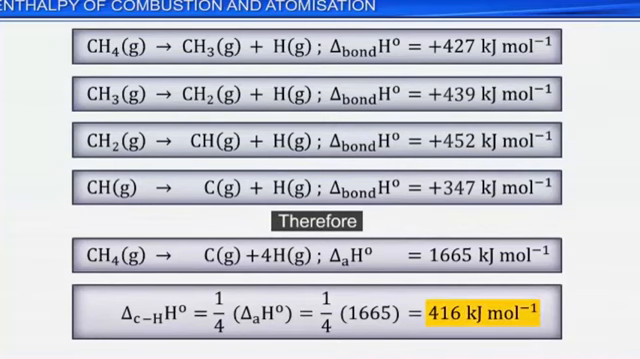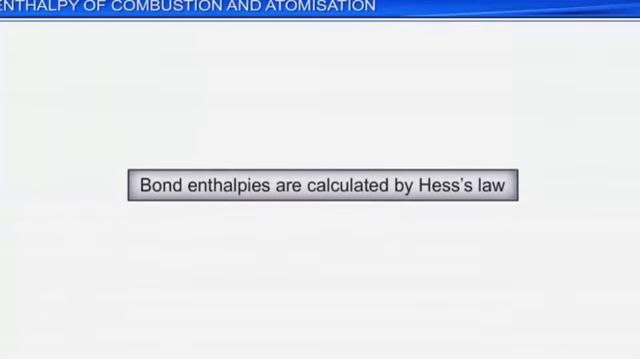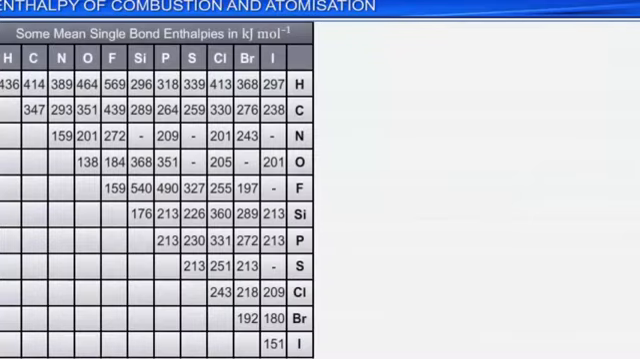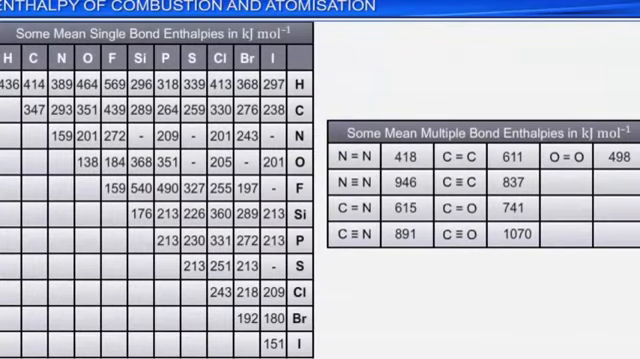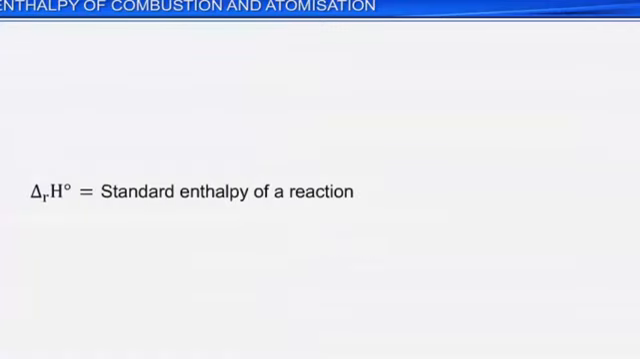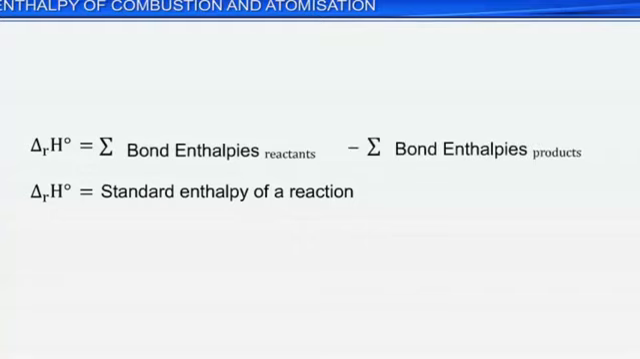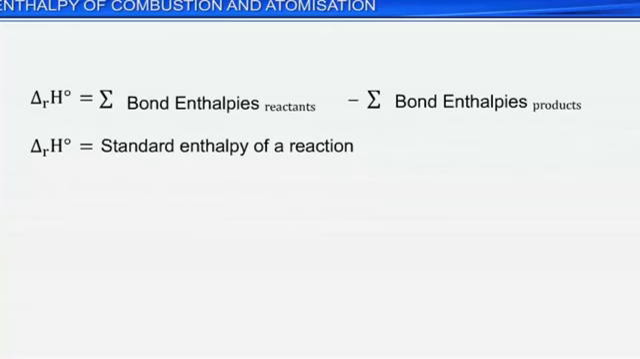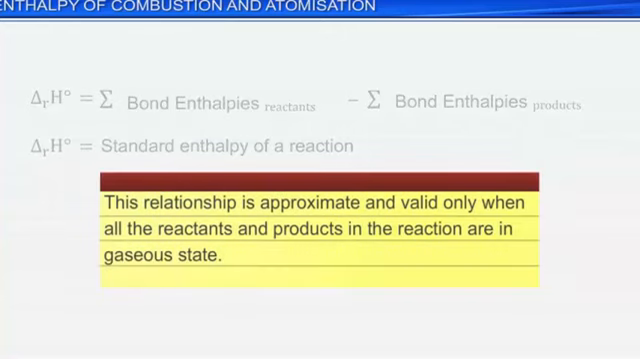Bond enthalpies can be calculated using Hess law. The knowledge of bond enthalpies helps us in predicting the enthalpy of a reaction in gas phase. The standard enthalpy of a reaction, delta RH naught, is equal to sigma bond enthalpies of reactants minus sigma bond enthalpies of products. It is important to remember that this relationship is approximate and valid only when all the reactants and products in the reaction are in gaseous state.